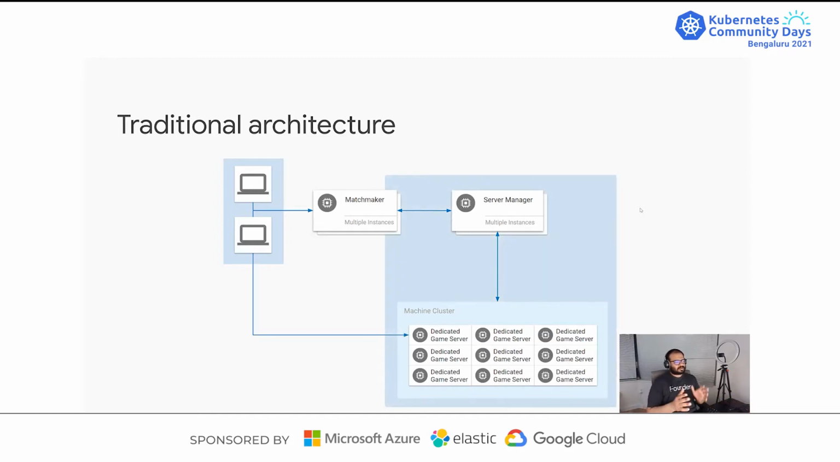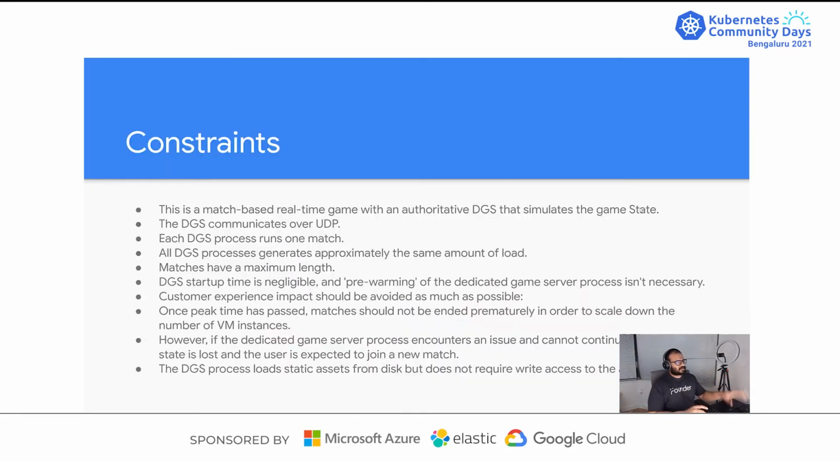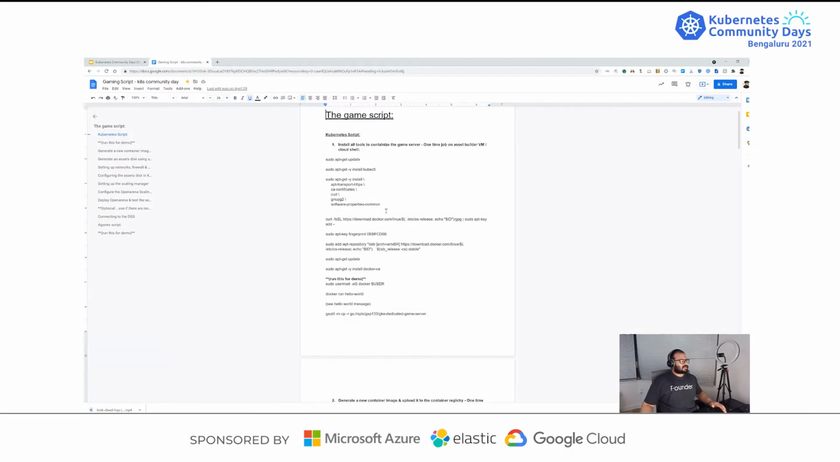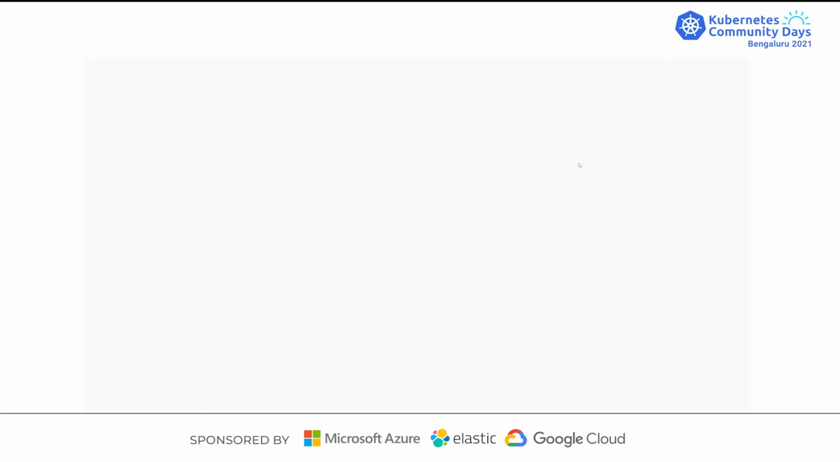Now we just focus on the right side part of it, which is the server manager and a machine cluster, and how you can build that on Kubernetes. With all the constraints listed here, I don't want to do a deep dive into the constraints, but I'm going to build a basic game server, connect to it, and start playing with that. This is a script we need to execute in a public cloud, a private cloud, or your laptop. I'll explain the step-by-step process, I'll take you through it, and let's start building that.